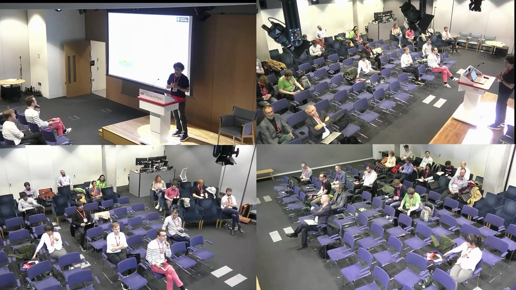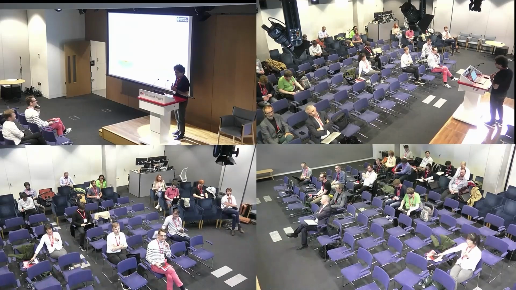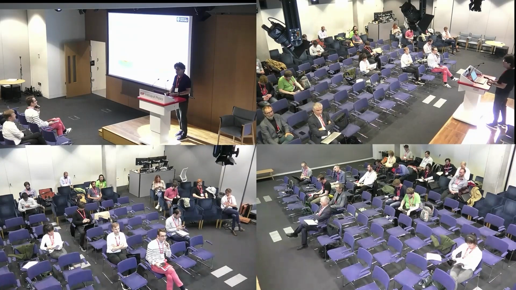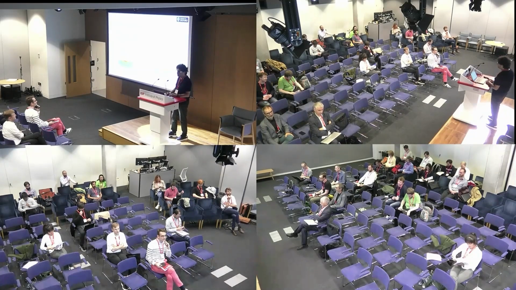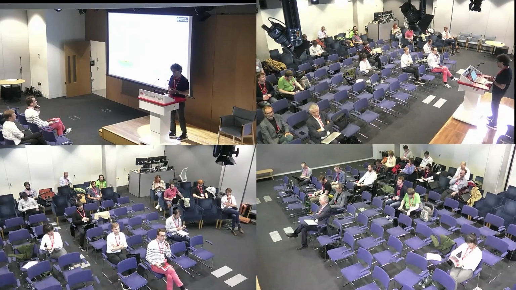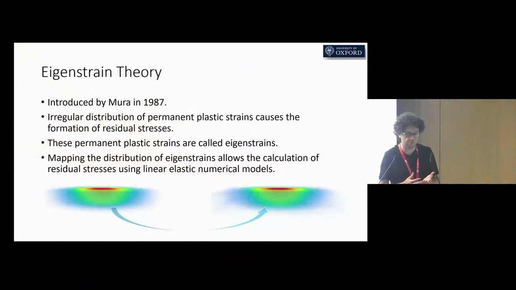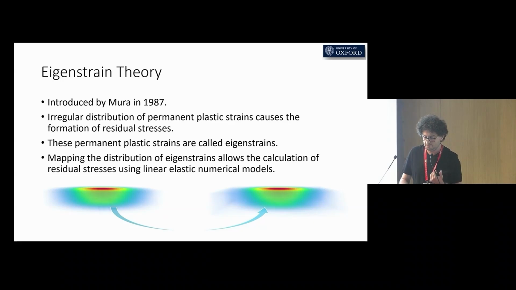Let's start with Eigenstrain theory. It was introduced by Mura in 1987. According to this theory, irregular distribution of permanent plastic strains causes the formation of residual stresses. These permanent plastic strains are called eigenstrains. Mapping the distribution of eigenstrains allows the calculation of residual stresses using linear elastic numerical models.